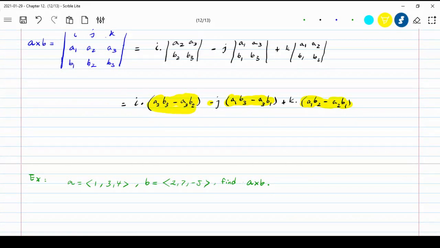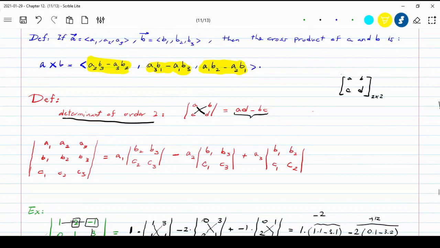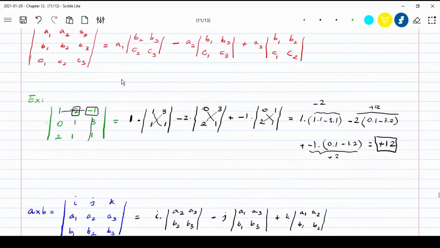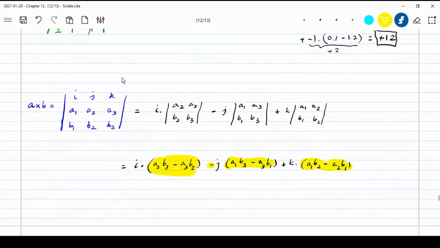The second component has a negative there, so it would be A3B1 minus A1B3, because this negative would be distributed. You will see that the second component here is A3B1 minus A1B3, and similarly the third component. So instead of memorizing this cross product, you can always go through this determinant. Calculation of this determinant will give you exactly the cross product.